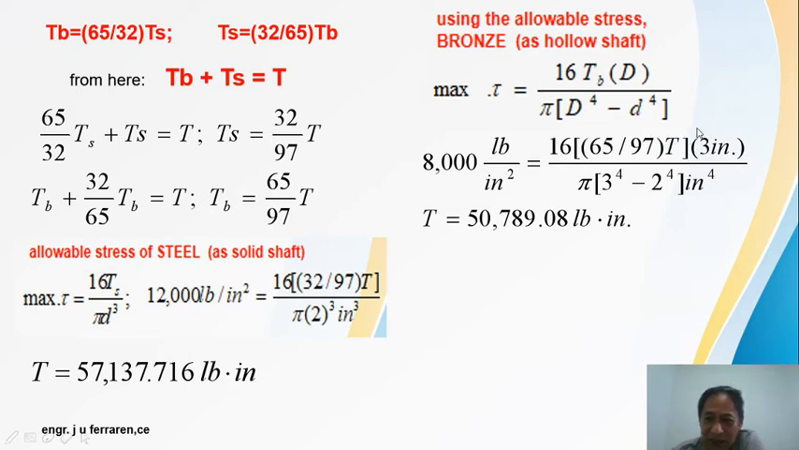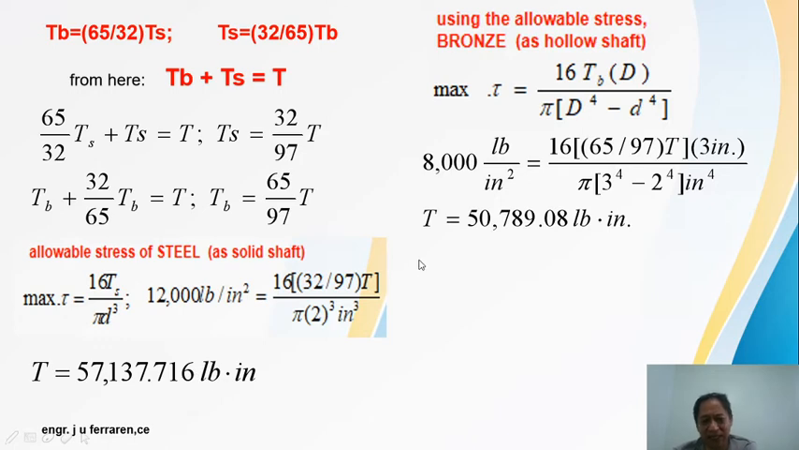Then the diameter, not the length, is 3 inches outside. Then pi, outside diameter, and the inside diameter is the diameter of your steel shaft, that is 2. Okay, so units, this becomes cube. There is a square here, so what is left is inch. So pound-inch. So there I have another value.